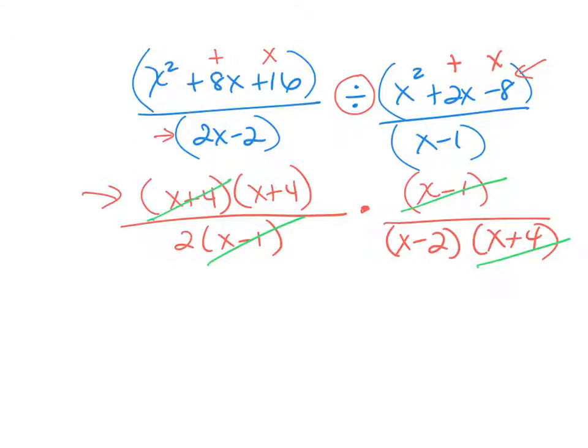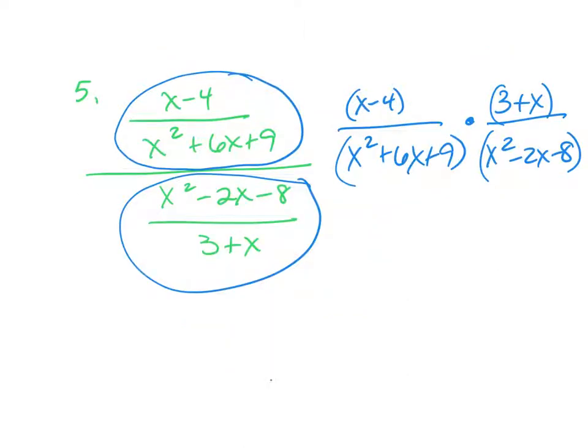So your answer is going to be, who's left upstairs? x plus 4. And downstairs is 2 and x minus 2. And leave it exactly like that, factored. So when they give you two fractions stacked on top of each other, that's a division problem. It's the top fraction times the reciprocal of the bottom fraction. And then you factor and cancel the way you normally do.